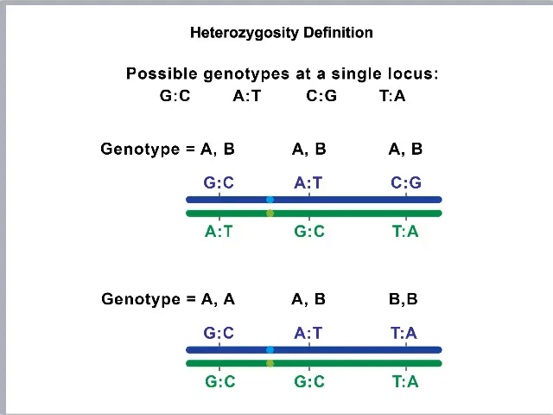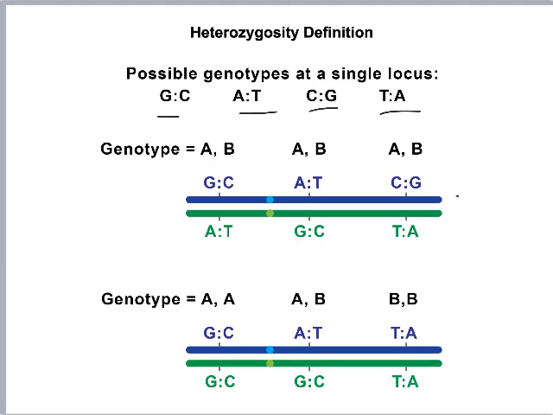So let's start with a simple definition of what we mean by heterozygosity. At any single locus in the genome, we have a choice of 4 different base pairs. We've got GC, AT, and since the order matters, CG is not the same as GC, TA is not the same as AT. So we've got 4 different choices at any given locus.